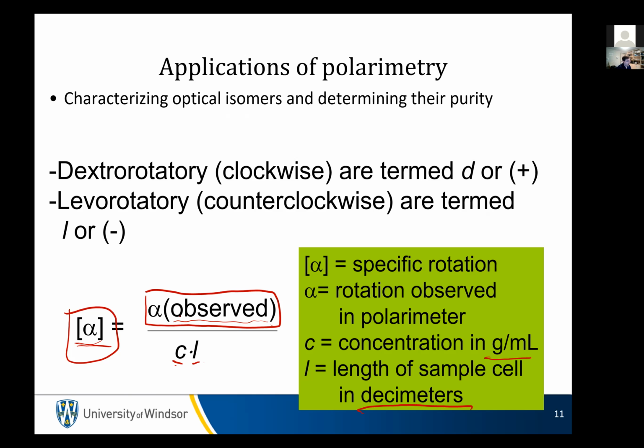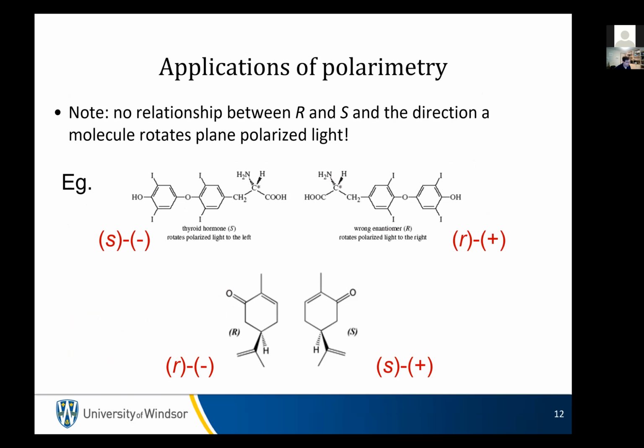But you can kind of correct for these terms. So if you have a slightly different instrument and yours is 10 centimeters long and mine's 11 centimeters long, we can still talk with each other. This really isn't very interesting. So again, highlighting there is no connection between R and S and plus and minus. You can have R dextrorotatory and S dextrorotatory.